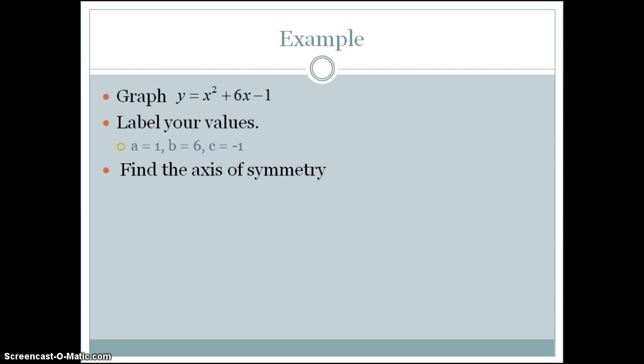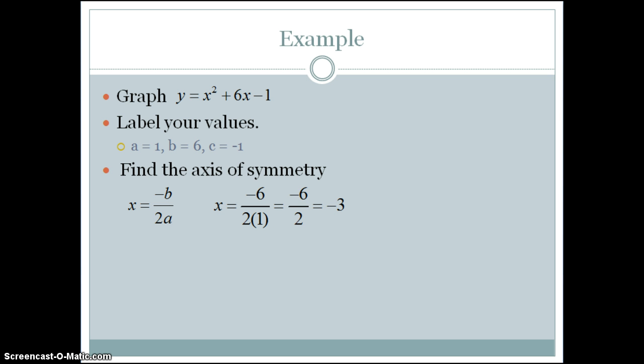After we have our values, we want to find the axis of symmetry. Remember, that's our x equals opposite of b over 2a. We say opposite of b and not negative b because it's always the opposite of what it is. If b is positive, it turns negative. If b was negative, it would be positive. That is probably the number one mistake, is not using the opposite of b. With our example, since our b is positive, we turn it negative. So we have negative 6 over 2 times 1, which is negative 6 divided by 2, which is negative 3.